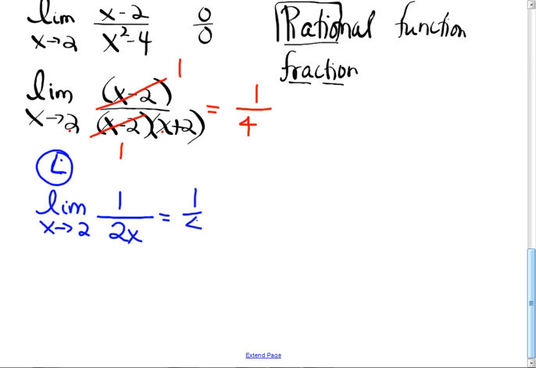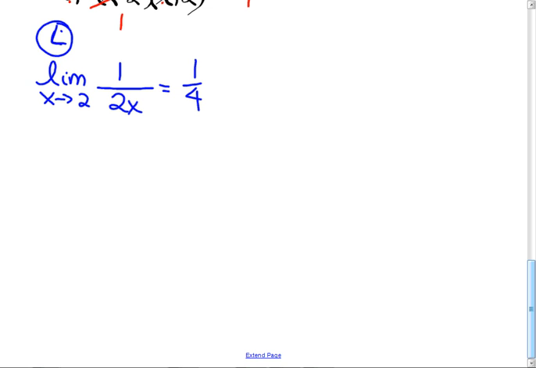1 fourth. So when you run into these on the multiple choice, it'll most likely be multiple choice, you can use L'Hopital's rule, because they don't check how you did it. It's just not there. So you should be writing this down. Okay? Let's look at some ones that we need to know.